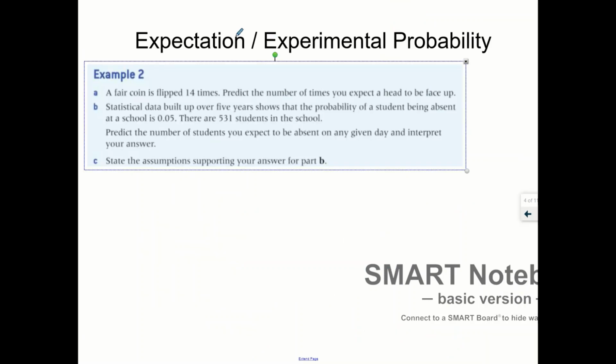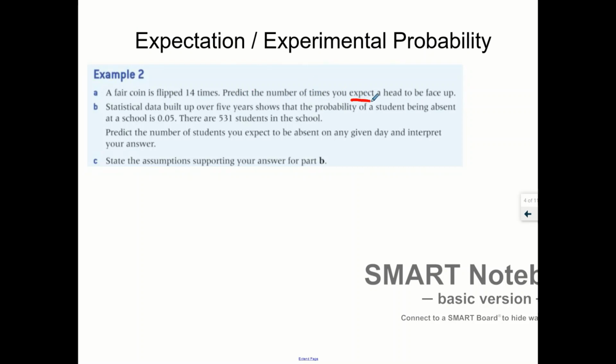We also have expectation and experimental probability to look at. Again, these are things that you have studied lower down the school, so we'll just recap it. Expectation is when a question asks you, predict the number of times you expect a head to be face up. So how many times do you expect something to happen? So you'd know the probability, you'd know the number of times you were doing it.